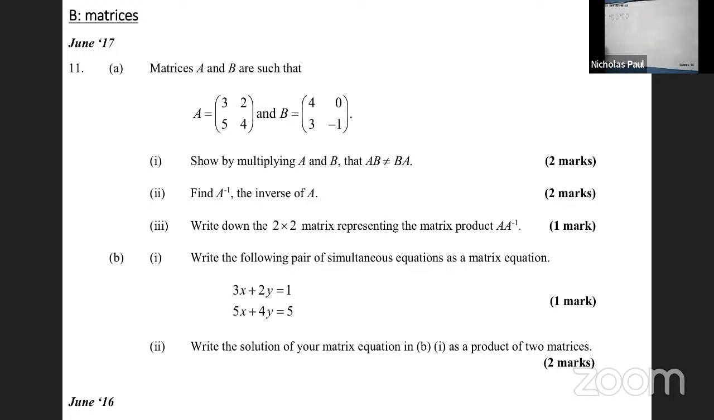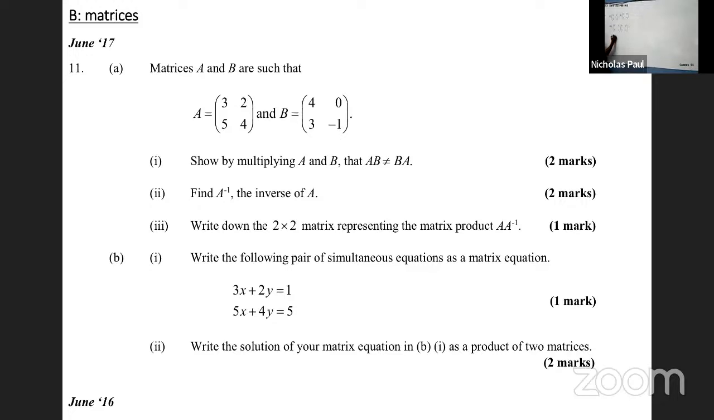Okay? So they wanted to show that AB is not equal to BA. So let's find AB first. That's 3, 2, 5, 4 by 4, 0, 3, minus 1. So some of you are now revising it, but some can't do it last week, you can't do it this week, because it's been going over, right?